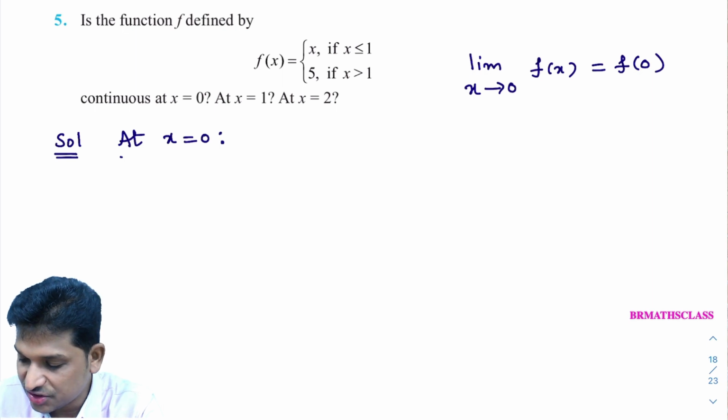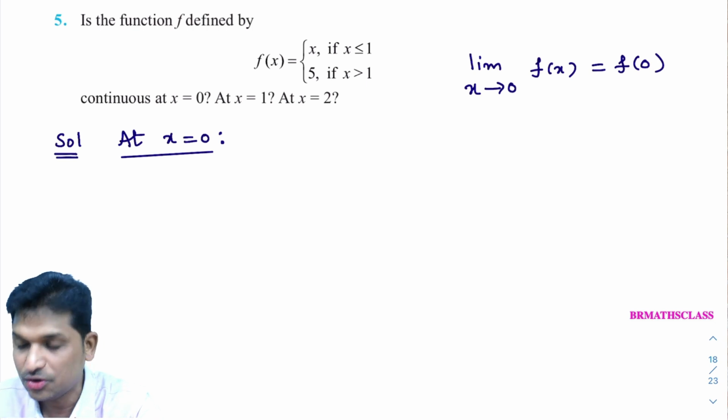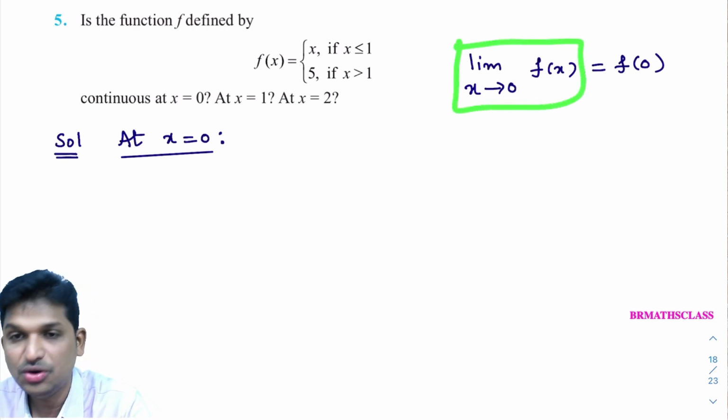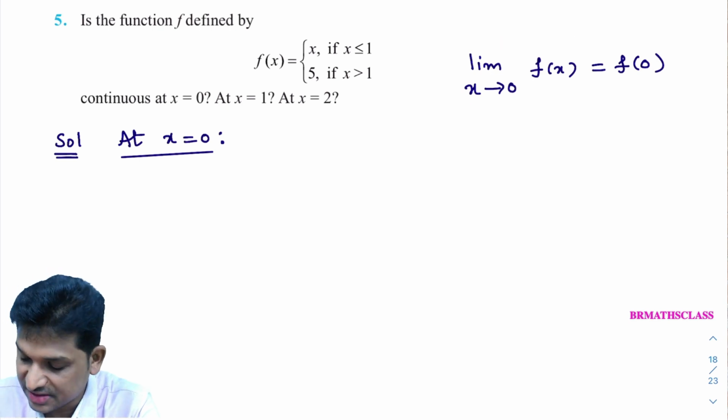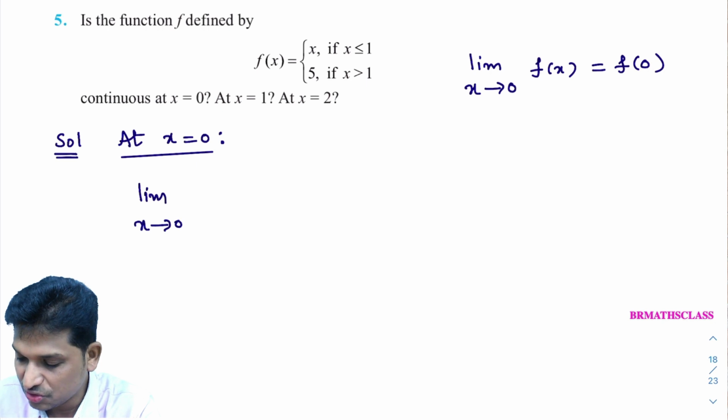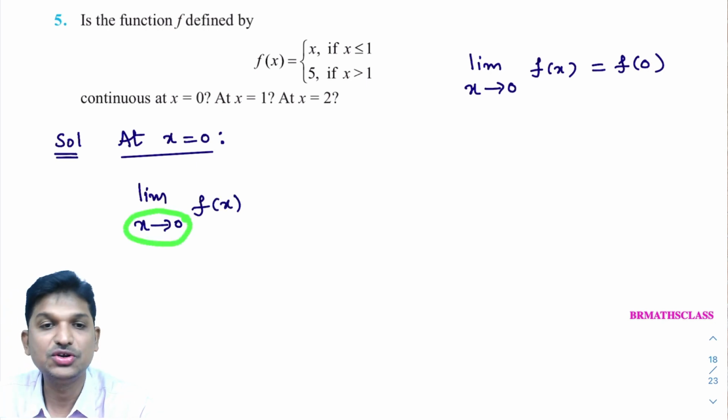I am checking the continuity at x equal to 0. How to check the continuity at x equal to 0? First, I'll calculate the limit as x tends to 0 of f of x. Okay, we'll start that. Limit x approaches 0, f of x.